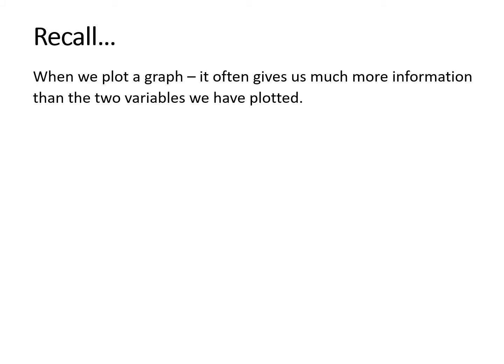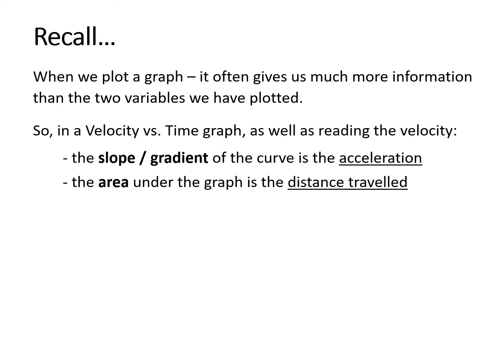So let's just quickly recall. We said right at the very beginning that when we plot a graph, it often tells us the basic information of the two variables that are plotted, but it often gives us much more information than just that. So we gave the example of a velocity time graph. Obviously, you look at a velocity time graph and you can read off the velocity at different times. But if you measure the slope or the gradient of the graph, it will give us the acceleration. Or if we work out the area under the graph, then that gives us the distance traveled.